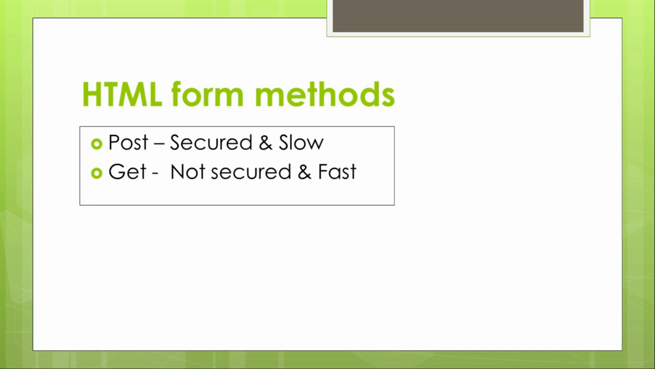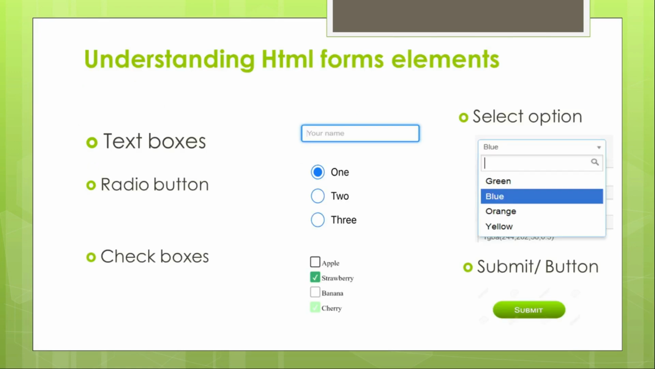Now we are going to see the HTML source code to create the HTML form. Before that, I'll tell you what elements I'm going to create. I'm going to create a text box similar to this one, a radio button similar to this one, checkboxes similar to these, a drop down menu similar to this one, and a submit button. These things I'm going to create. Now let's look at the source.